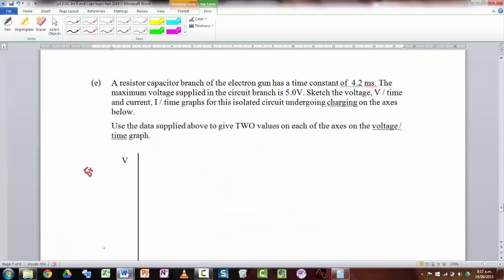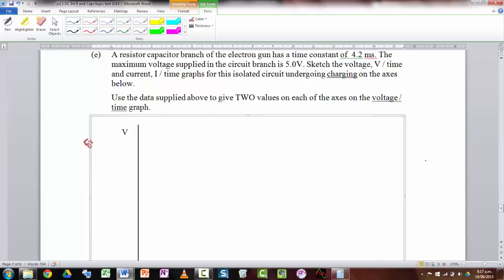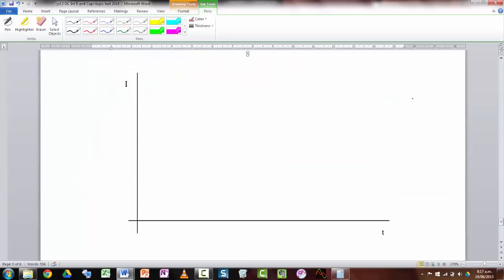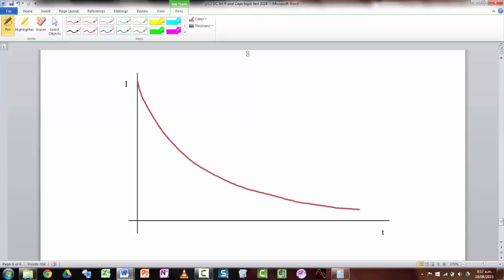We then asked to do a current time graph as well. And with the current time graph, we're going to get initially a very big current. So we're going to get a graph that looks like that. Let me draw it. And it's going to decay away because as the capacitor fills up, it's going to oppose the battery more and more, which is going to reduce the current more and more. Okay, and for that one we didn't need to write in any working.